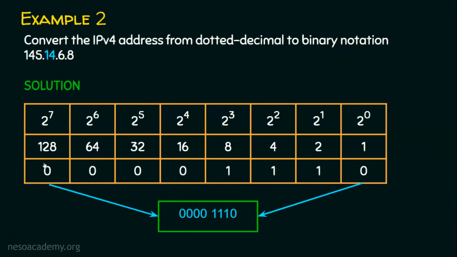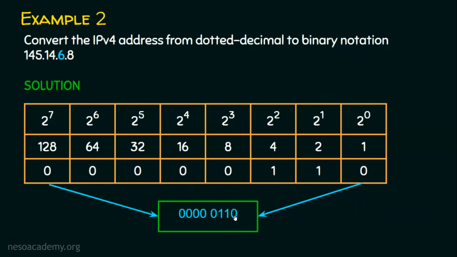How can we get 14 with the help of these 8 numbers? 14 can be obtained with the help of 8, so we need 8 definitely. And how much is the shortage? 14 minus 8 is 6. We put 1 against 4 and 2 because 4 plus 2 is 6. So 8 plus 4 plus 2 is 14. So the binary equivalent for 14 is 00001110, that is this. And let's move on to the third octet, which is 6.